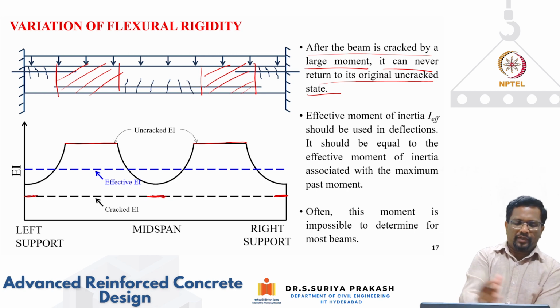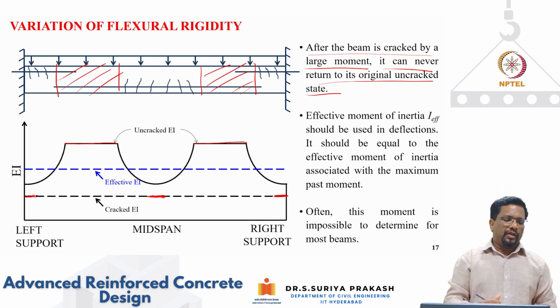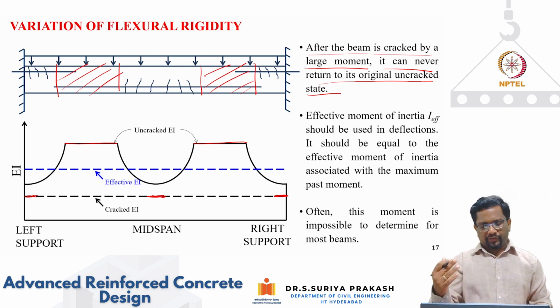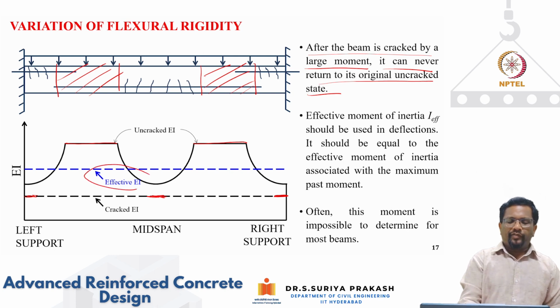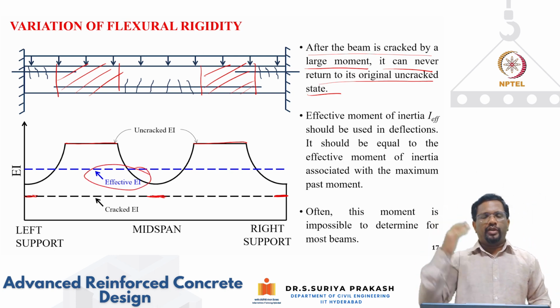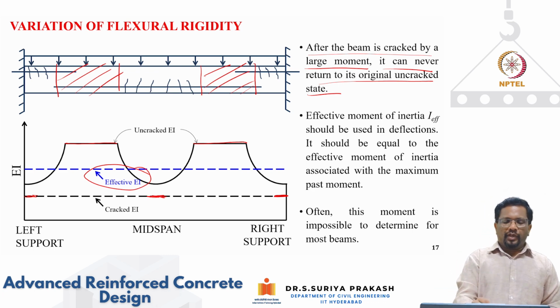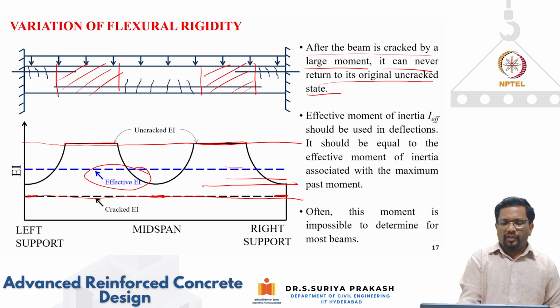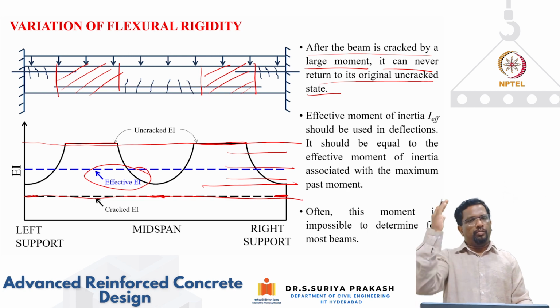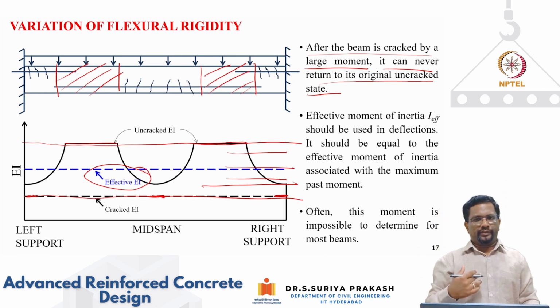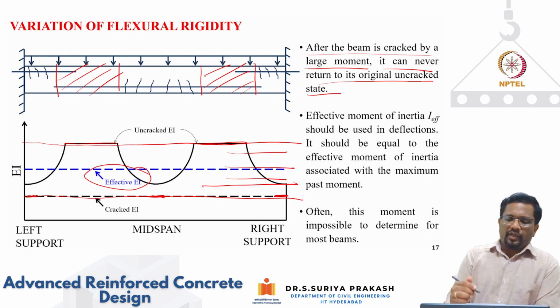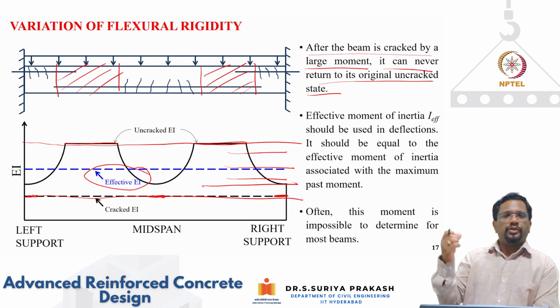Now, in between, you will have some transition, so flexural rigidity will try to increase also. But in an average sense, I am going to take an effective flexural rigidity as a function of the moment that I am considering. So it is going to be between this uncracked EI and cracked EI. It may be here, or here, or here, depending upon the amount of moment or amount of loading at which you are doing the analysis.